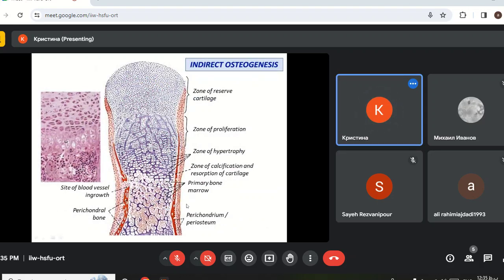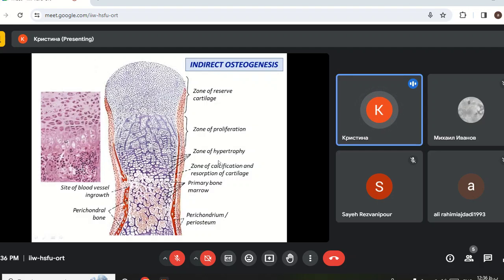So during this stage, we have in the epiphysis the zone of reserve cartilage. It is normal, untouched by the process of ossification, just the chondrocytes. Everything is okay with them. If we go from epiphysis to diaphysis, we have in this area the zone of proliferation of cartilage, where the chondrocytes start to divide and they form such columns of cells.